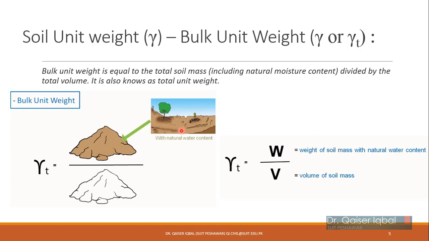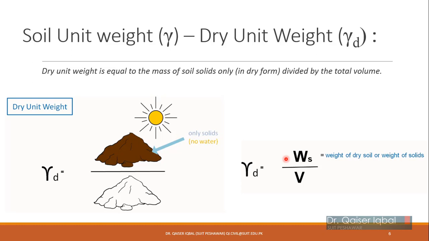Okay, so in that condition, if we take soil and take its weight and divide it by its volume, then that will be the bulk unit weight or the total unit weight. So the bulk unit weight will be equal to the weight of soil mass with natural moisture content divided by the volume of that soil mass. Later on, we will perform some experiments in the lab in which we will actually be determining those different types of moisture contents or the unit weights of our soils. So that part will be covered in the lab.